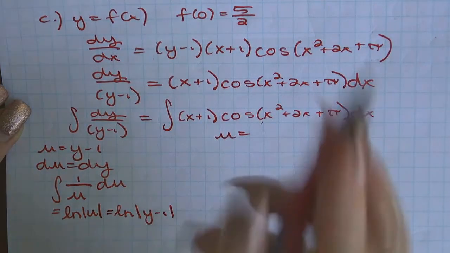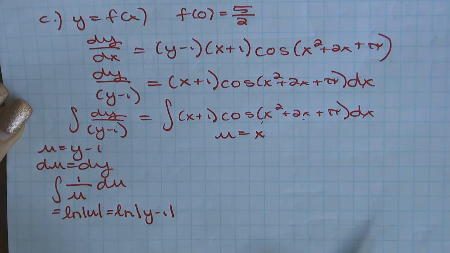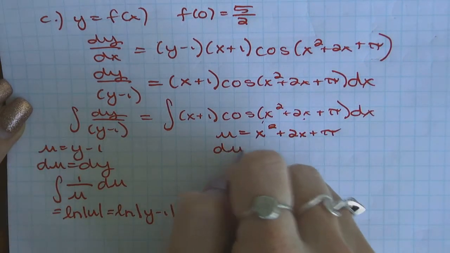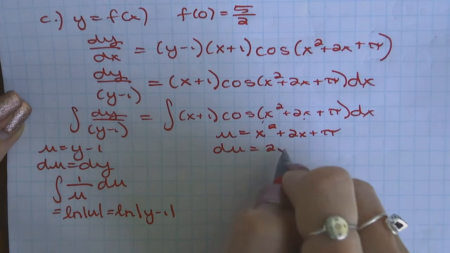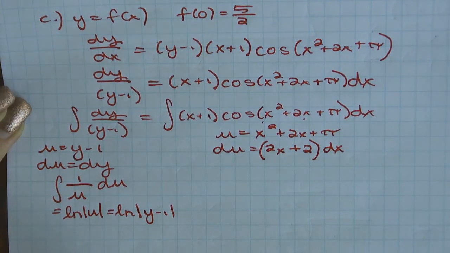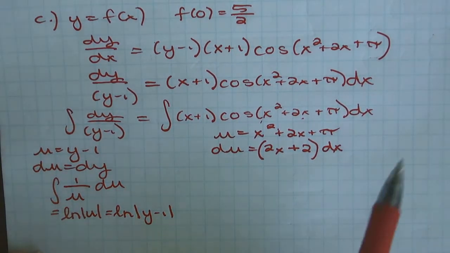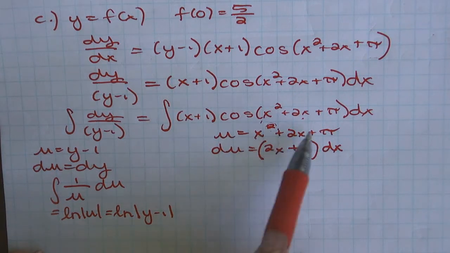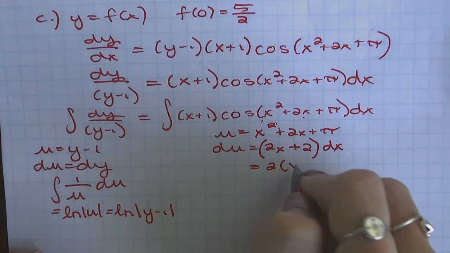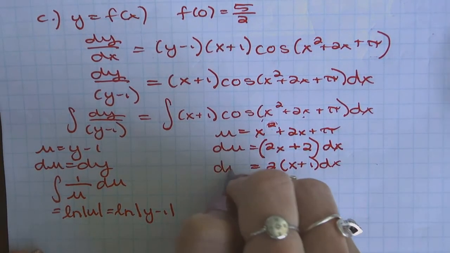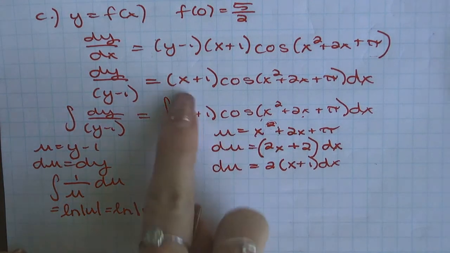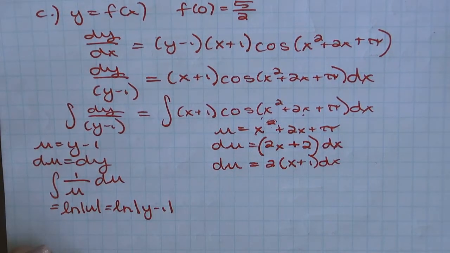I'm going to let u equal what's inside of cosine: x squared plus 2x plus pi, which means that my du is going to be (2x plus 2) times dx, right? I'm taking the derivative with respect to x, so I'm going to have a 2x dx plus a 2 dx, so I'm just factoring that out, which can also be rewritten as 2 times the quantity of (x plus 1) dx. And now hopefully this is clicking for you guys and you are seeing that, oh, I have an x plus 1 and a dx in my original problem.